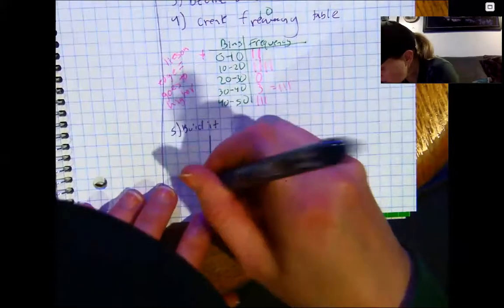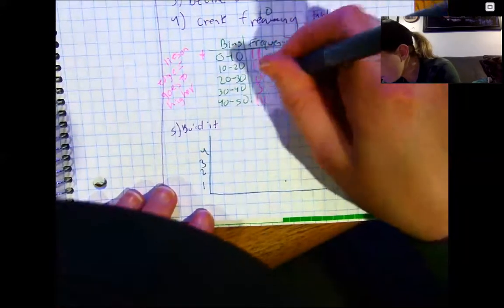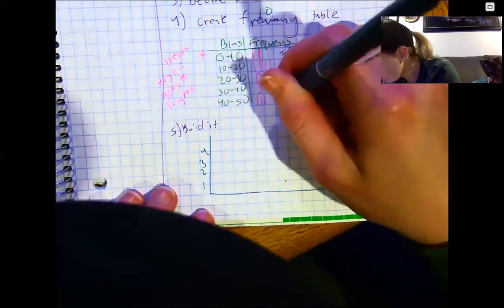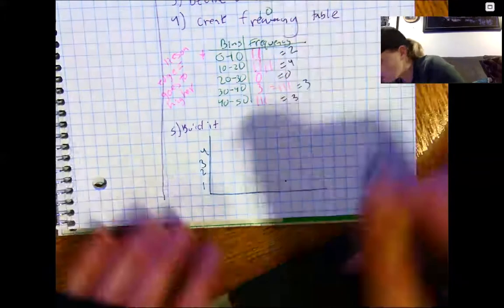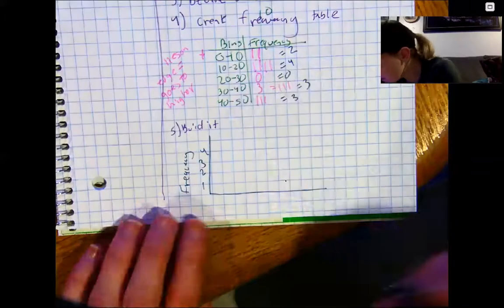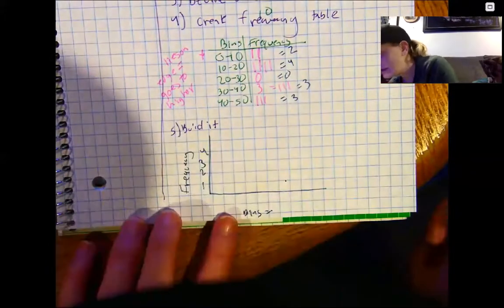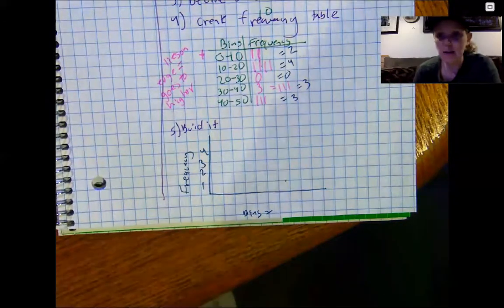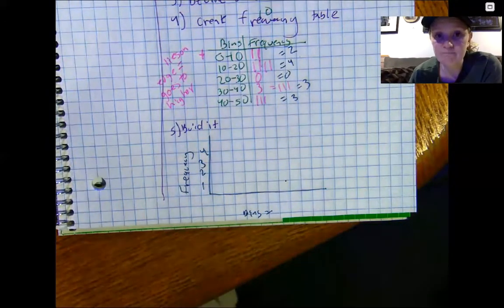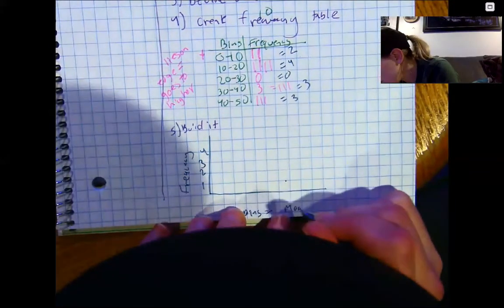I'm going to do 1, 2, 3, 4. My highest frequency is 4. Okay, so I'm going to write here frequency. Remember, we always label. This one is going to be my bins. And this is going to stand for, let's pretend, how much money you got in your pocket. So money in pocket.